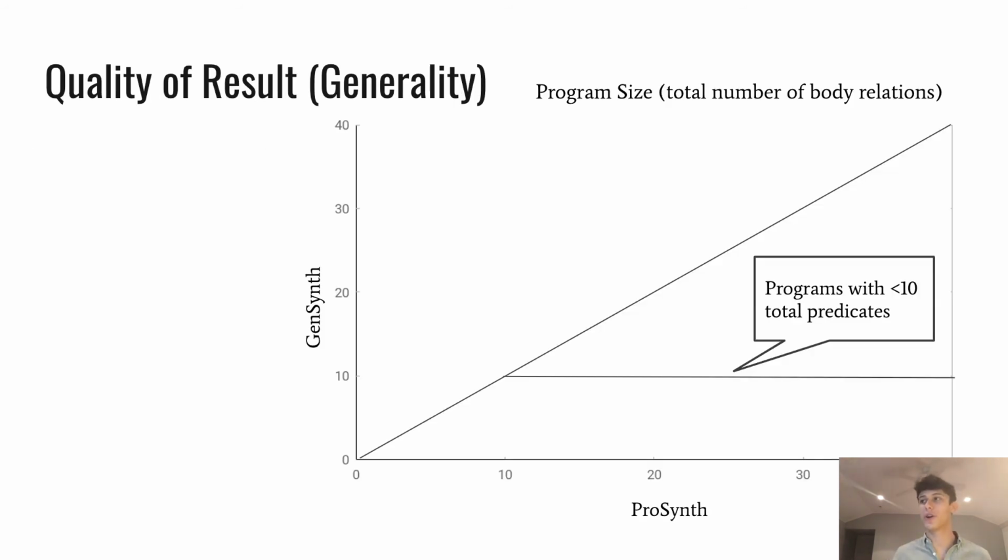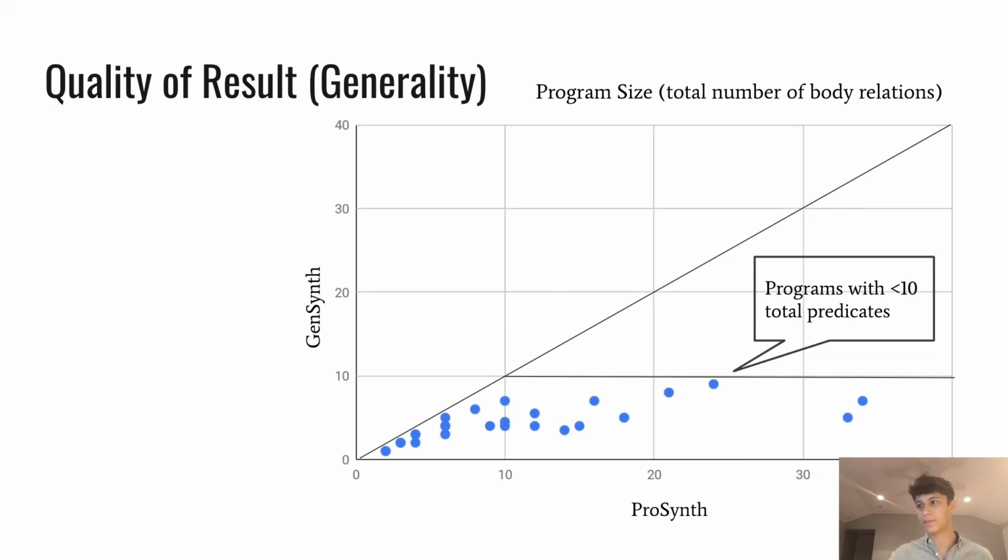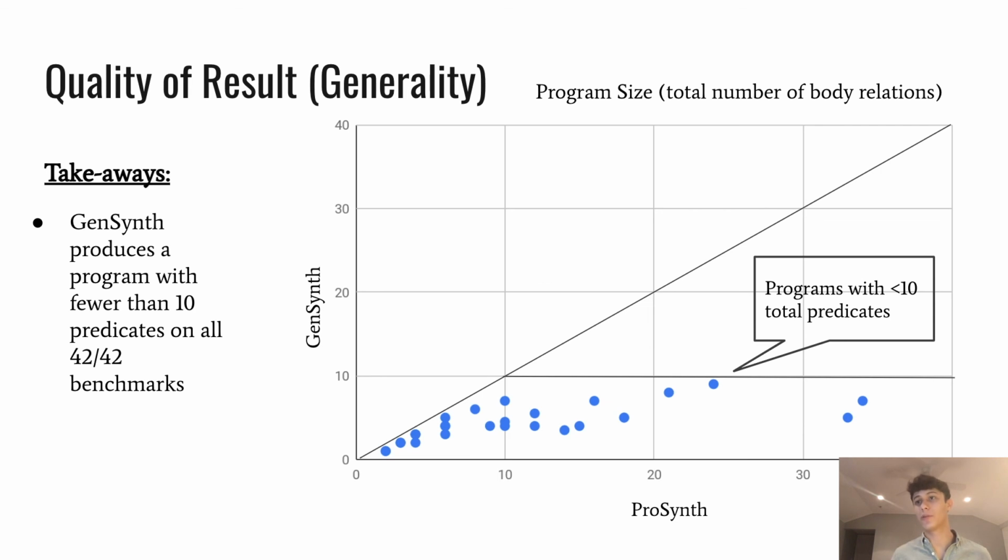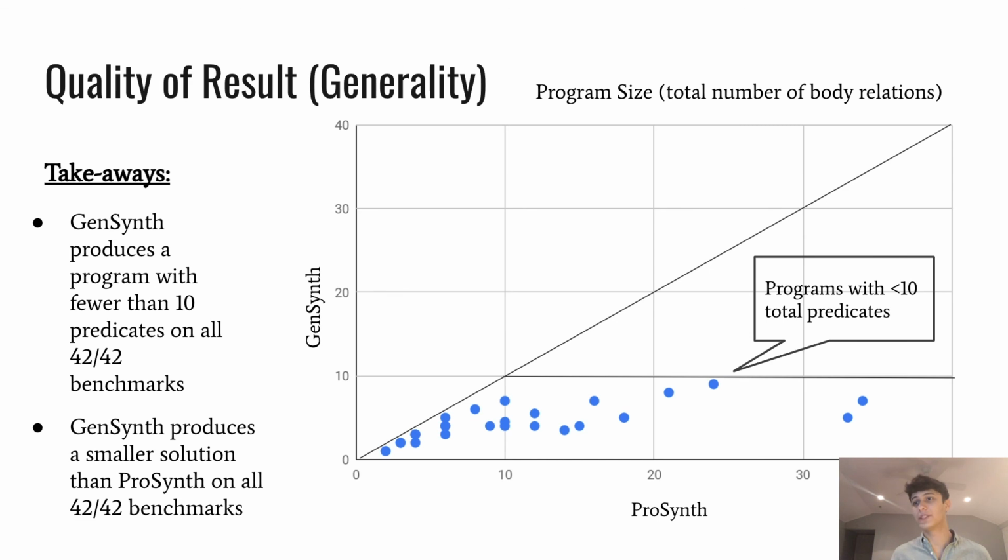We see this across all the benchmarks. We use program size to stand in for quality of result, as using an Occam's razor argument, a smaller program is less likely to overfit an input-output example. Again, any points that appear in the bottom triangle on the graph represent a benchmark on which GenSynth produced a smaller program than ProSynth. So some takeaways. GenSynth always produces a program smaller than 10 predicates on all the tasks, and GenSynth produces a smaller solution than ProSynth on all the tasks.